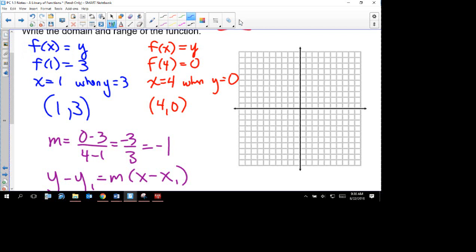1, 3. Unless I mix them up and went backwards. I've seen people do that. 4, 0. And then I'm going to use the line, which was f of x equals negative x plus 4. I'm going to begin at 4, then I'm going to go negative 1 over 1, negative 1 over 1. It looks like I did it right.